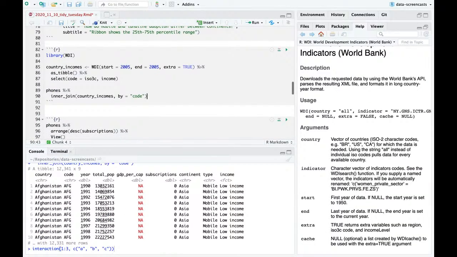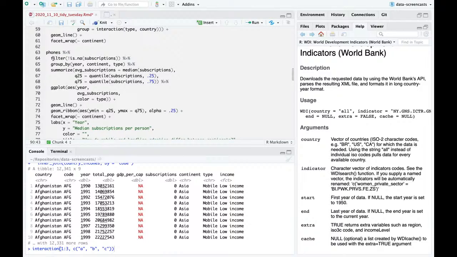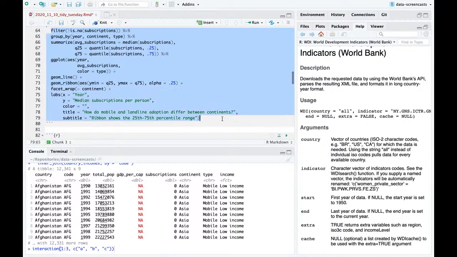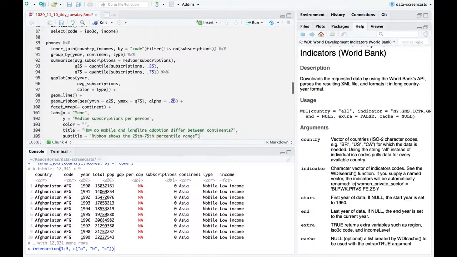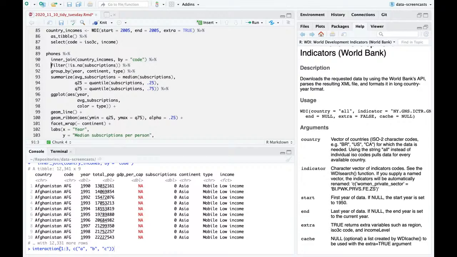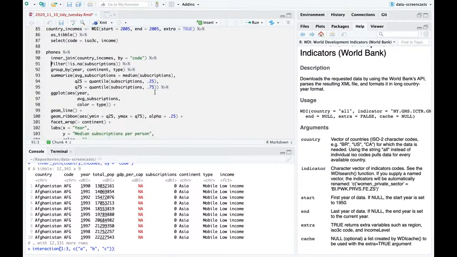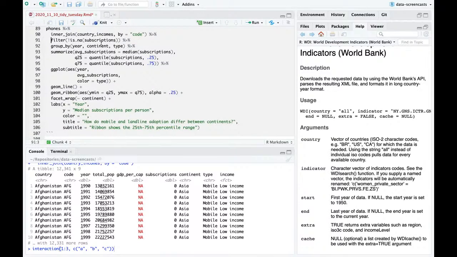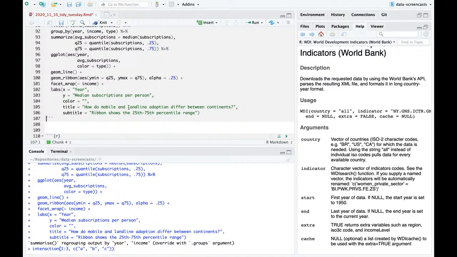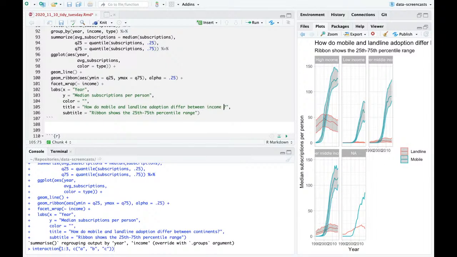And now I can apply something similar to what I did before. Look at this, I just copied basically all the same code. I can join it, and now I know, okay, Afghanistan is a low-income country, as of 2005, and I go from there. Instead of group by continent, I group by income. I change the facet to income, and change this by income categories.